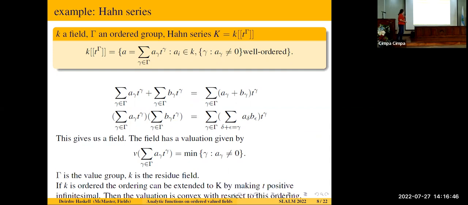And if the field little k is ordered, then the ordering can be extended to all of the Hahn series. Actually, I can extend it any way I want. I just have to choose the cut for the indeterminate t. But the one way which works well is if I choose t to be a positive infinitesimal, so greater than zero but less than any other real number or any other positive number in k. Then this gives me a valuation which is convex with respect to the order. So that's the kind of example that I want to keep in mind.